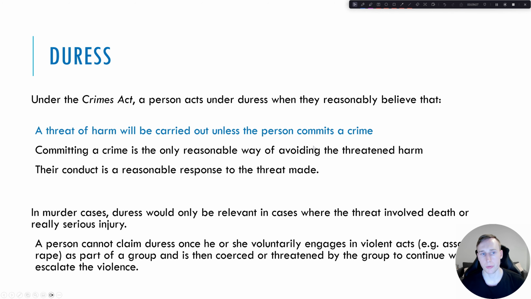Moving on to duress. Duress is basically when there is a threat of harm unless a person commits a crime. What that means is you're under so much pressure that the only way for you to get out of that is to do something that that person wants you to do. But remember, it needs to be a reasonable response. Obviously if someone has a gun to your head, then you need to make sure you take the right actions to avoid getting shot, I guess.